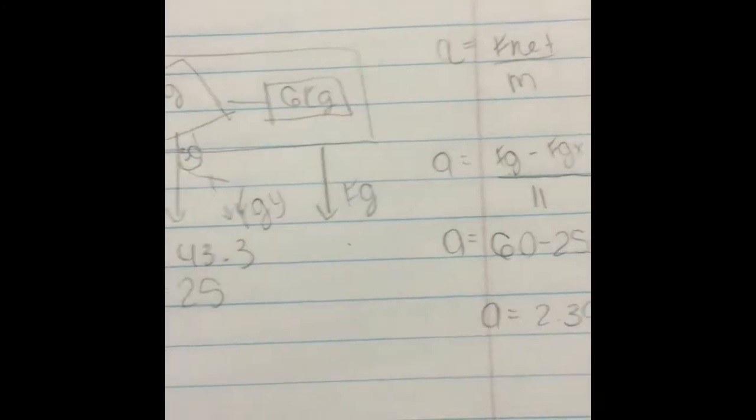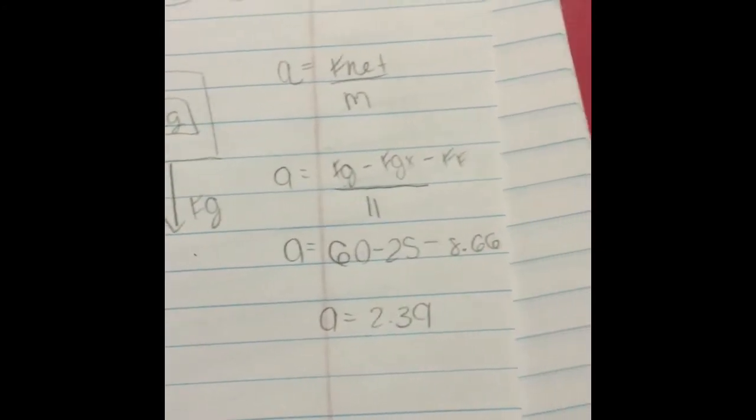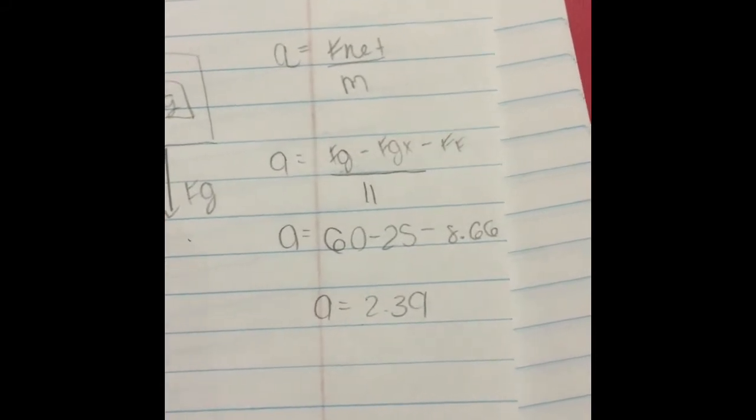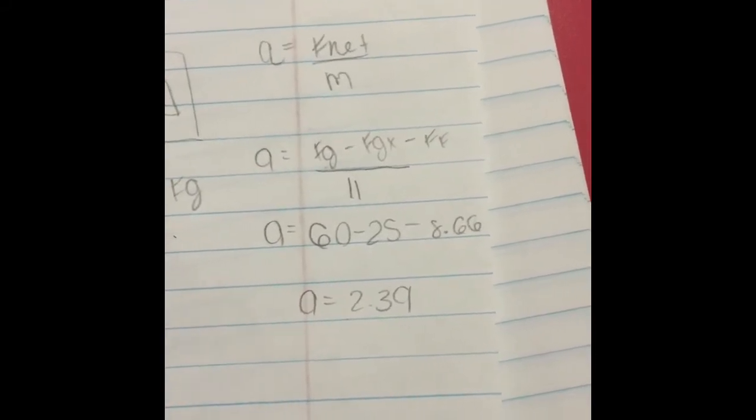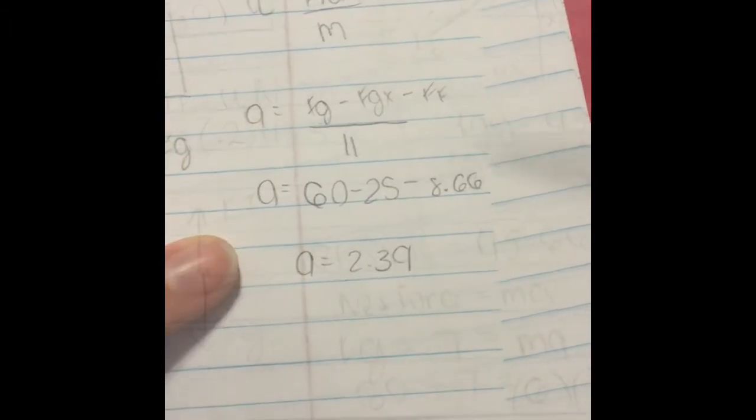And then to find the acceleration, it's F net over the total mass. So it's Fg minus Fgx minus the force of friction. And you'll end up getting 2.39.